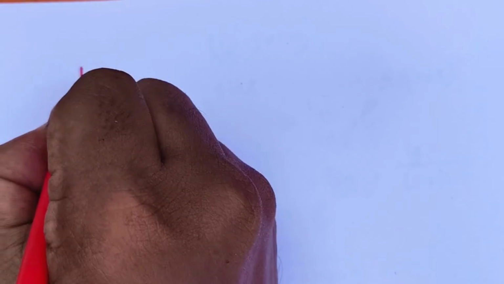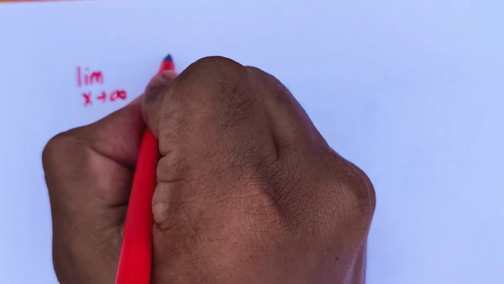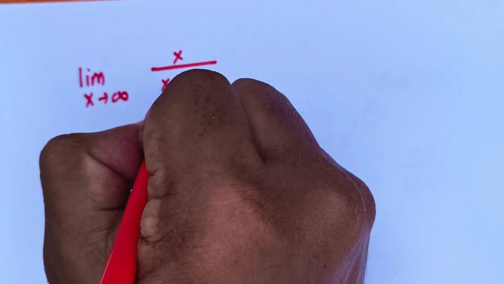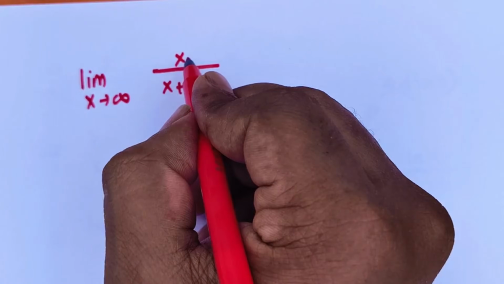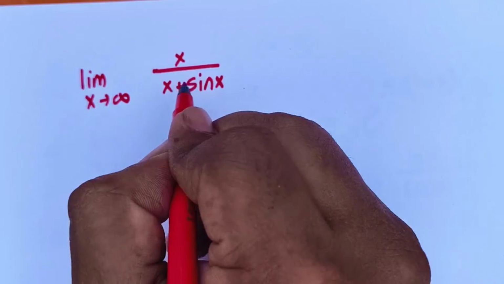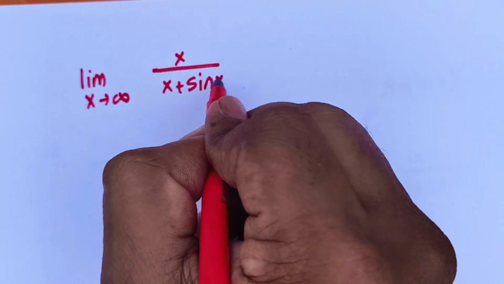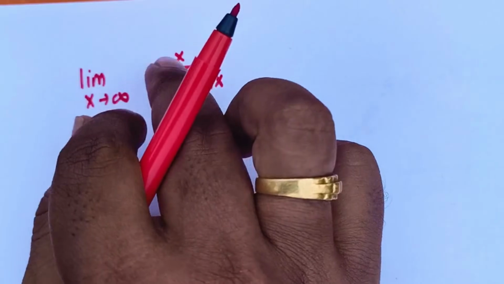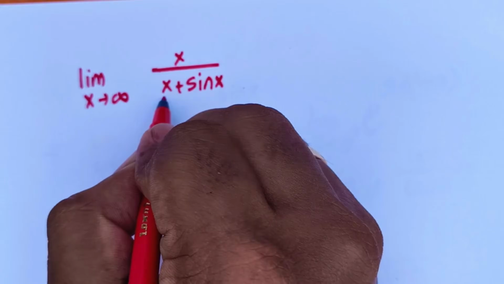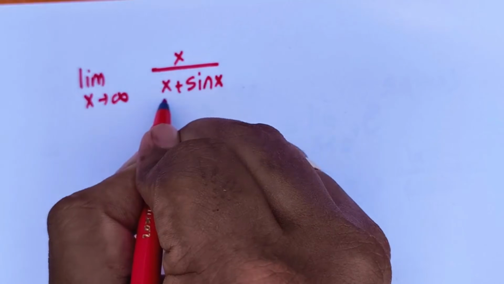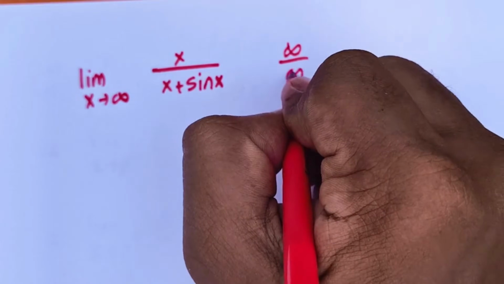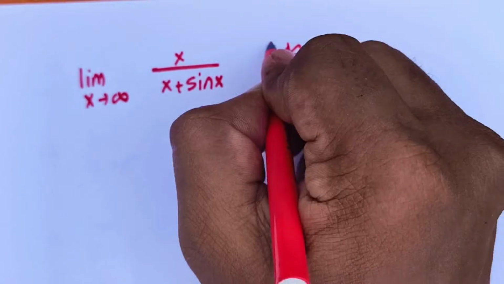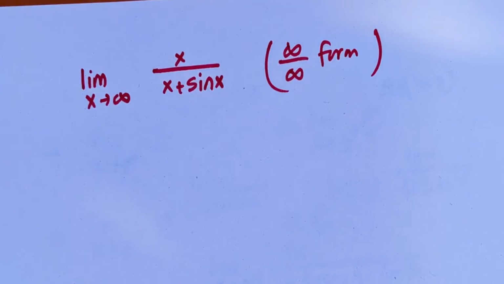Let's try to evaluate the limit as x goes to infinity of x over x plus sin x. When x goes to infinity, x also goes to infinity. Sin x just oscillates between -1 and 1. It is very small compared to x, so this whole quantity will go to infinity. So this is in infinity over infinity form. So let's apply L'Hopital's rule.